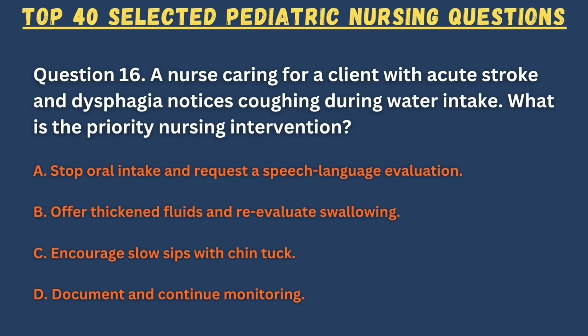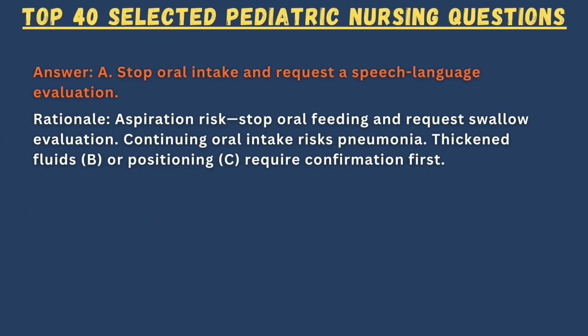Question 16. A nurse caring for a client with acute stroke and dysphagia notices coughing during water intake. What is the priority nursing intervention? A. Stop oral intake and request a speech-language evaluation. B. Offer thickened fluids and re-evaluate swallowing. C. Encourage slow sips with chin tuck. D. Document and continue monitoring. Answer. A. Stop oral intake and request a speech-language evaluation.